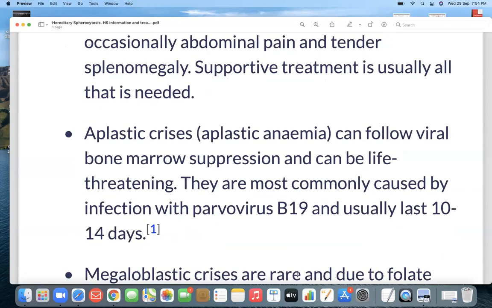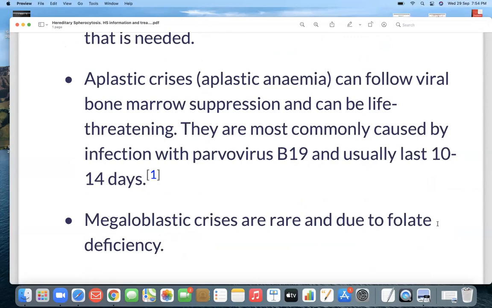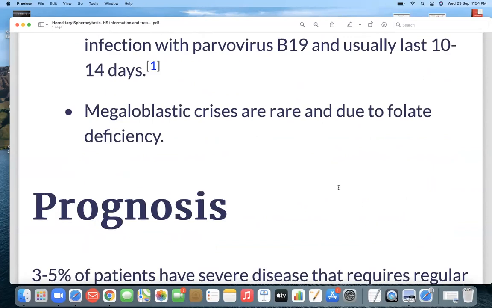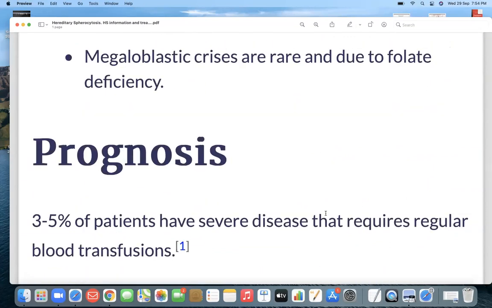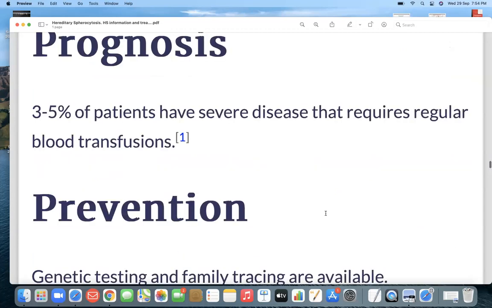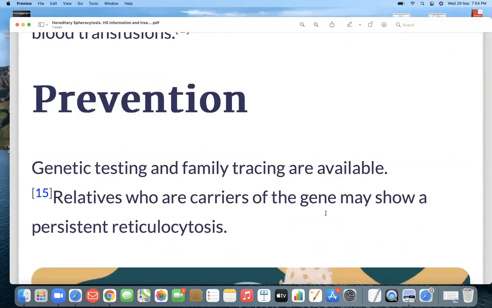Aplastic anemia or crisis can follow viral bone marrow suppression and can be life-threatening. The most commonly caused infection is parvovirus B19 and usually lasts 10 to 14 days. Megaloblastic crises are rare and due to folate deficiency. That's why you have to supplement with folates. So prognosis is good. Only 3 to 5% of patients will have severe disease who require regular blood transfusions.